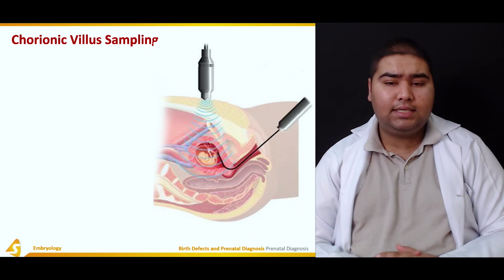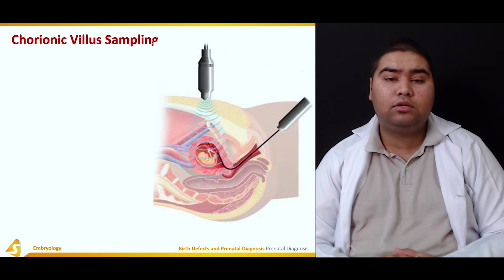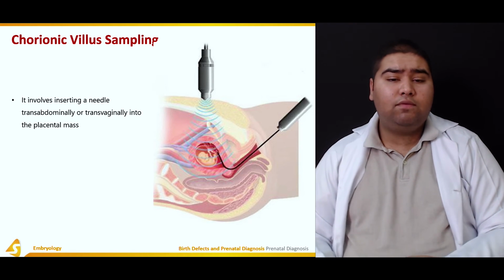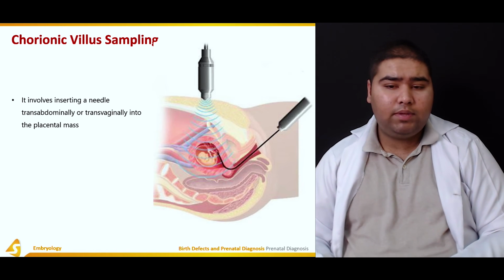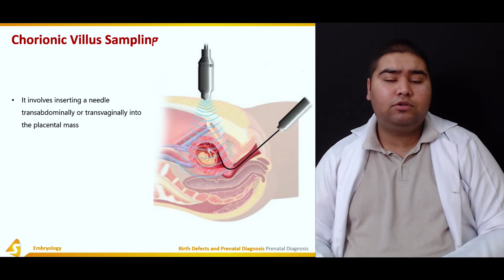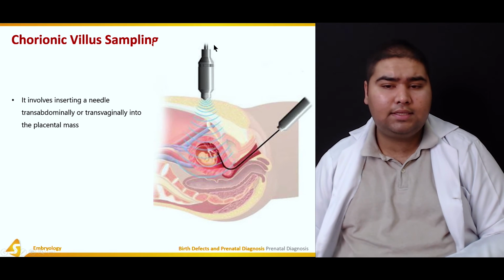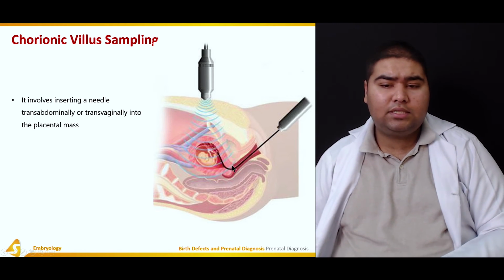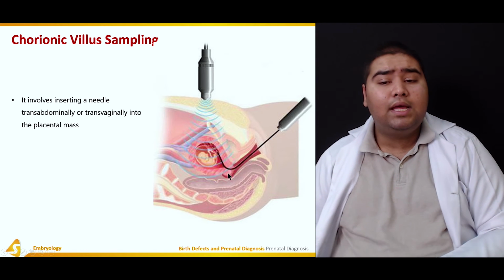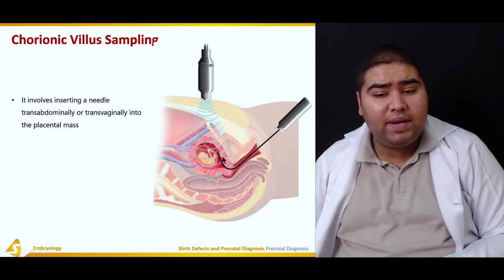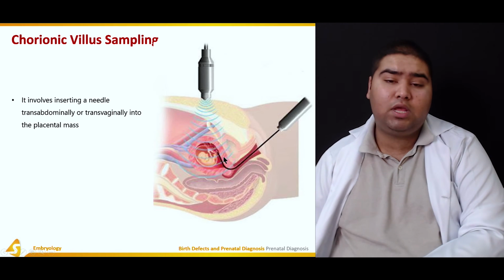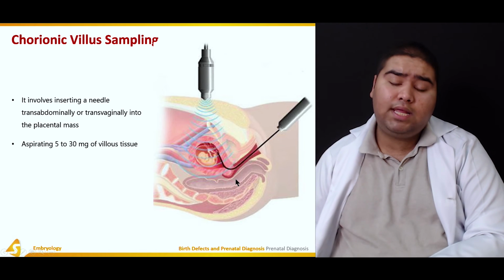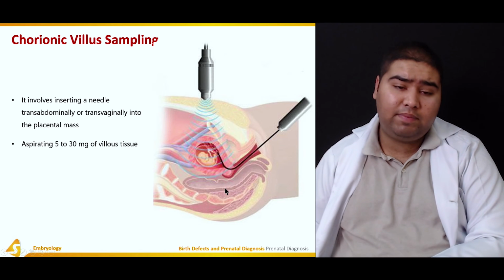So, the next technique we have is chorionic villus sampling. What do we do in this? It involves inserting a needle transabdominally or transvaginally into the placental mass. So again, this is the ultrasound probe, and this is the needle. Now you can clearly see this is a transvaginal needle that is being inserted, and now the needle is inserted within the placental mass, not in the amniotic fluid. One aspirates about 5 to 30 milligrams of villus tissue from within the placenta.